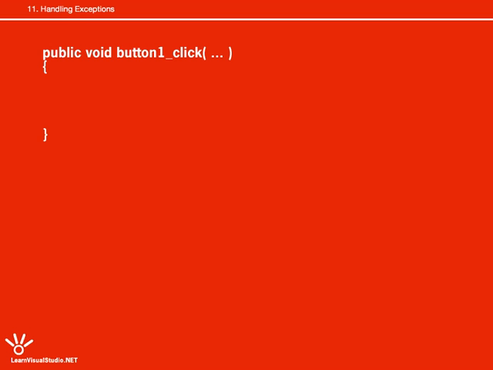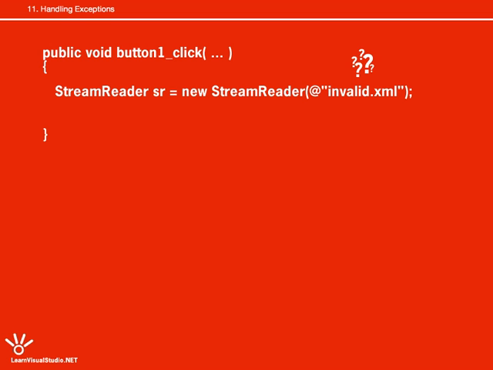So what happens is that you have a method, let's say the button one click event that we've been talking about up to this point, and the event handler calls a method of some class in the .NET Framework. Now we can build on the previous lesson. Let's say that this is the constructor of the System.Xml.StreamReader class. And we pass in an invalid file location to the constructor, and obviously there's a problem because the StreamReader class can't continue on, so it throws an exception.